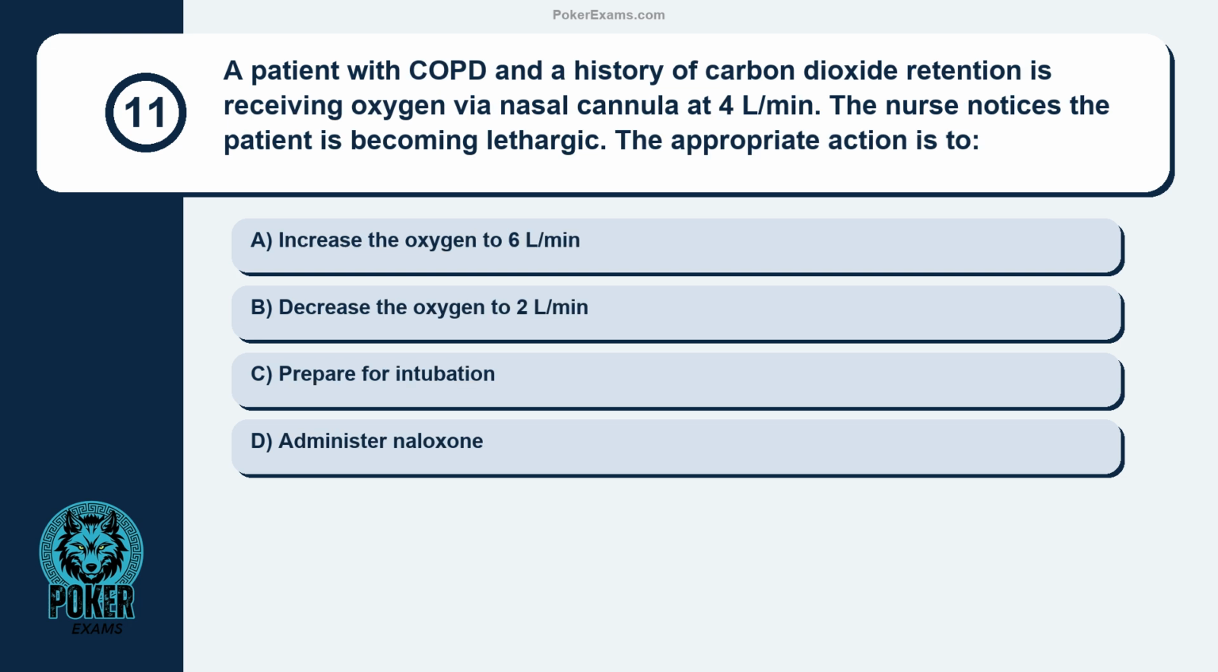Question 11. A patient with COPD and a history of carbon dioxide retention is receiving oxygen via nasal cannula at 4 liters per minute. The nurse notices the patient is becoming lethargic. The appropriate action is to increase the oxygen to 6 liters per minute, decrease the oxygen to 2 liters per minute, prepare for intubation, administer naloxone.